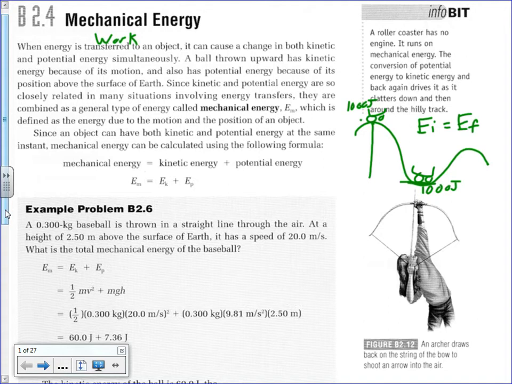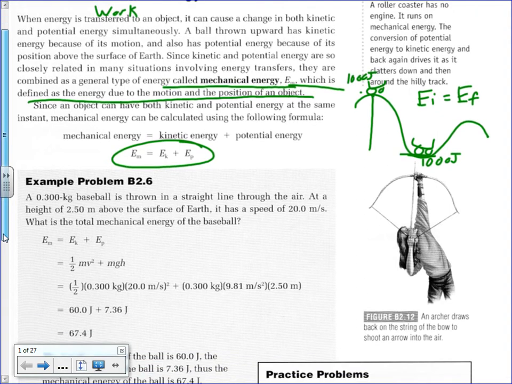All right. A ball thrown upward has kinetic energy because of its movement, but it also has potential energy because it's above the surface of the Earth. Okay. So potential and kinetic energy are very closely related, so we often just add them together to get the total mechanical energy, which is defined as the energy due to the motion and position of an object. In other words, mechanical energy is kinetic energy plus potential energy. Okay, everybody all right with that? Does that make sense to everybody?